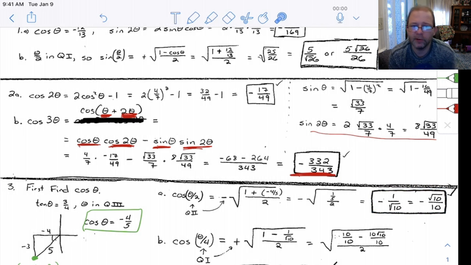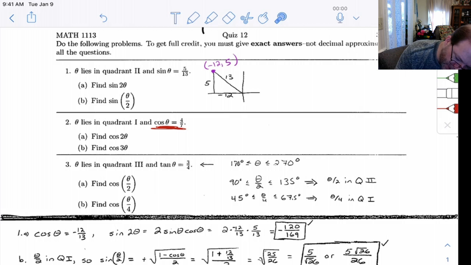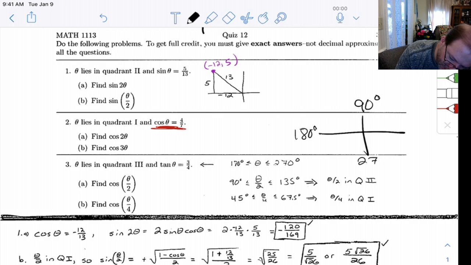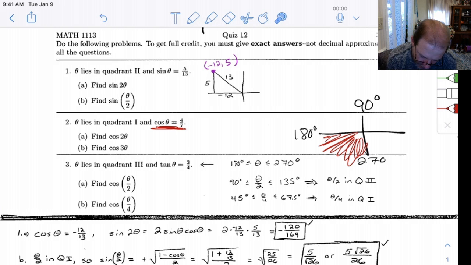Now, how do we know it's negative? Well, it's negative because theta over 2 is in quadrant 2. Notice if theta is in quadrant 3, your quadrants look like this. I'm going to do it in degrees: 90, 180, and 270. So if you're somewhere in this area here, then your theta is going to be between 180 and 270. And you can just divide by 2. Theta over 2 is going to be between 90 and 135, and theta over 4 is going to be between 45 and 67.5.